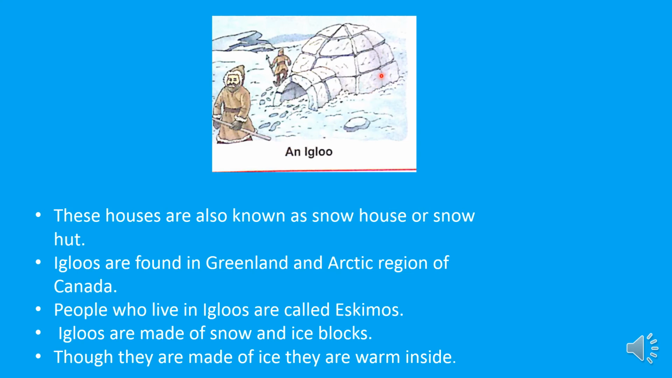Igloos are made of snow and ice blocks. Though they are made of ice, they are warm inside. If you go inside, you feel warm. Igloos are houses built by Eskimos with solid ice blocks in a semicircular shape. They make such houses when they go hunting.